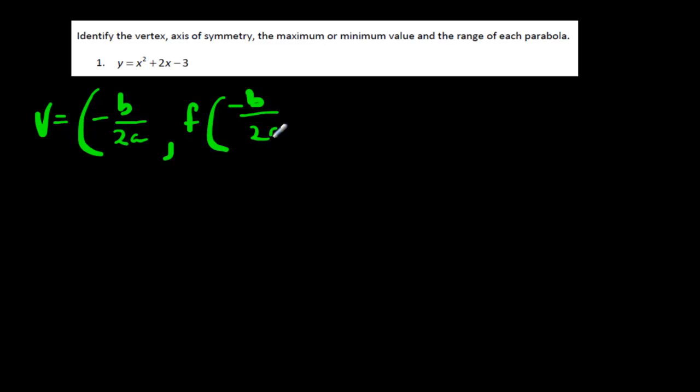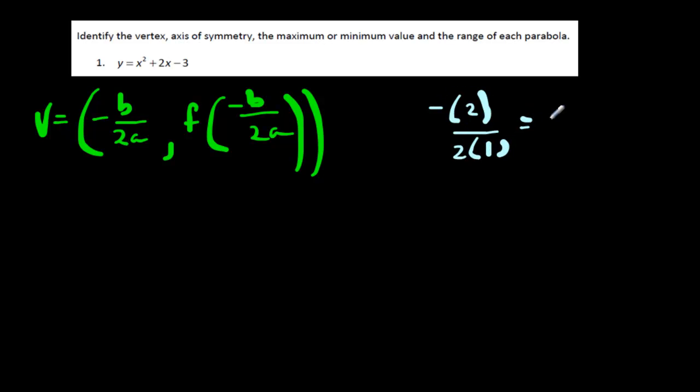In order to find the vertex when it's in standard form, the vertex is going to be at the opposite of b over 2a, comma, f of the opposite of b over 2a. Okay, so let's find out what the opposite of b over 2a is. If a is 1 and b is positive 2, we're going to put those in. So the opposite of b over 2a is negative 2 over 2, which is negative 1. So the x-coordinate of the vertex is negative 1.